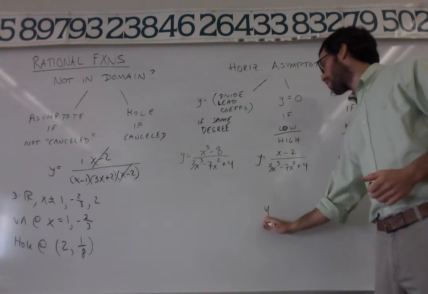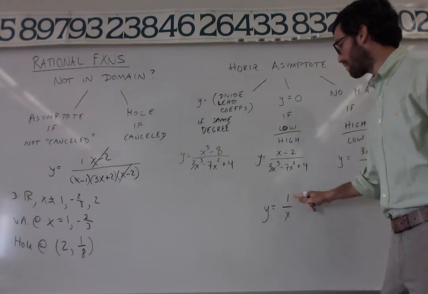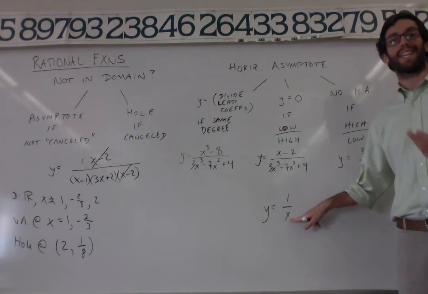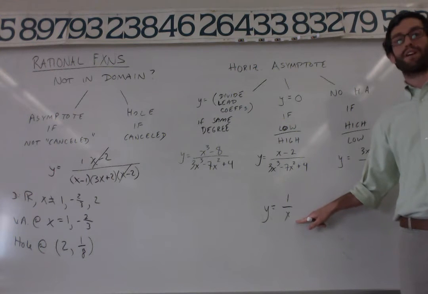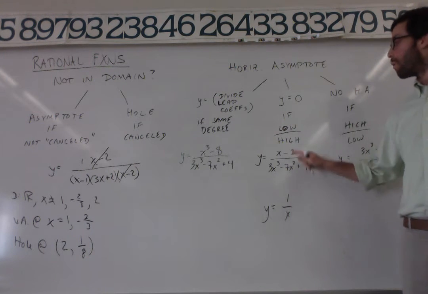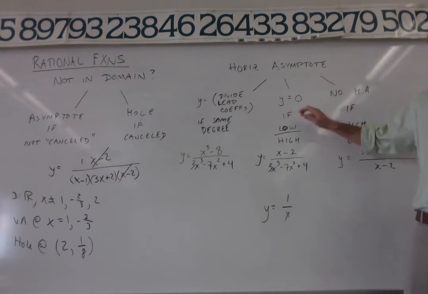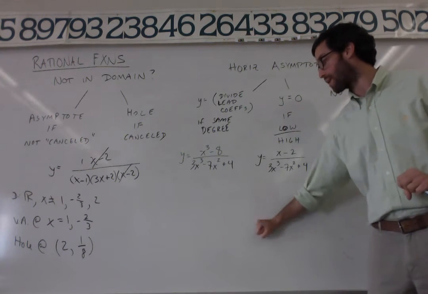Right? y equals 1 over x. The degree of the top is 0. It's a constant. The degree of the bottom is 1. It's linear. A constant over a linear function. The degree is higher on the bottom. Whenever that happens, whenever the degree is higher on the bottom, we're going to have a horizontal asymptote at the x-axis, at y equals 0.